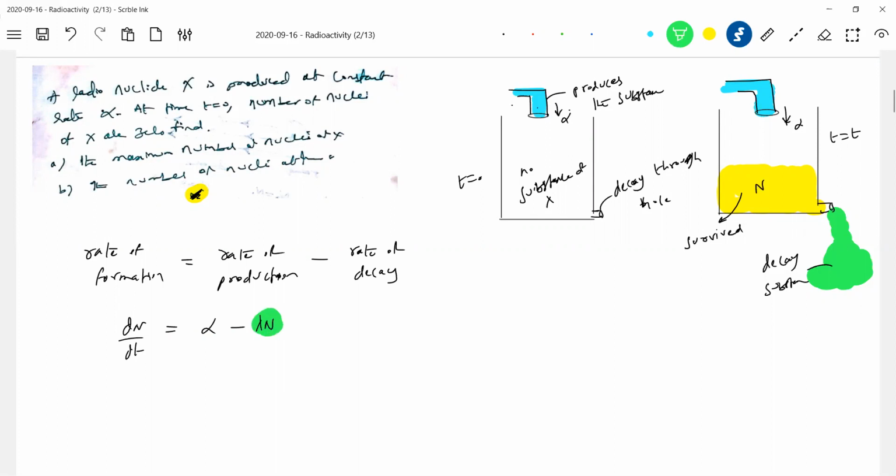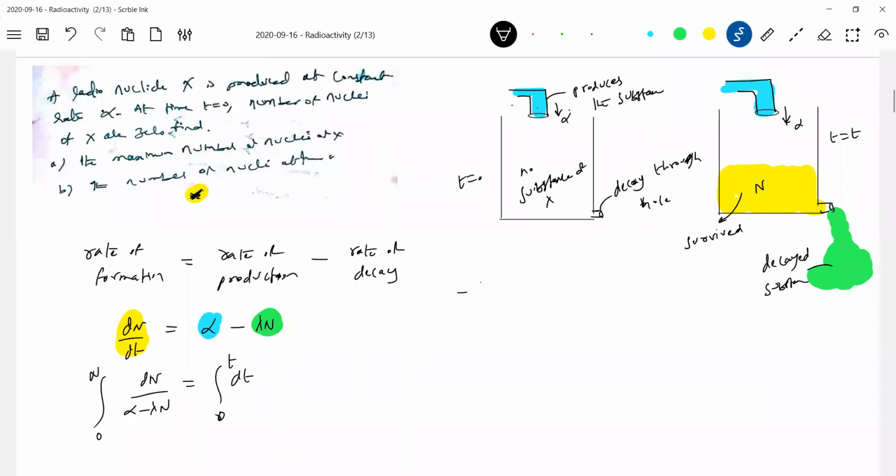The very first one, almost everywhere there are around 10 to 15 numericals where we are going to use this method. Decayed substance. Okay, let's write now. So this will be dN by dt. Once you write this rate equation, the rest of the mathematics you can manage. So at t equal to 0, what was the substance? It was not present. And at any time t, let N be this one.